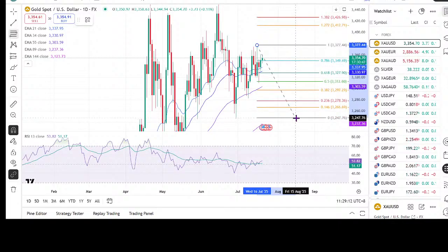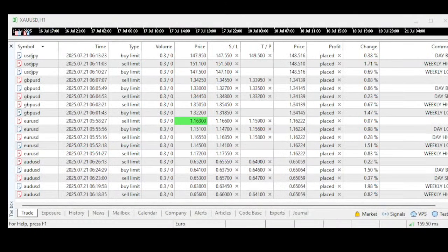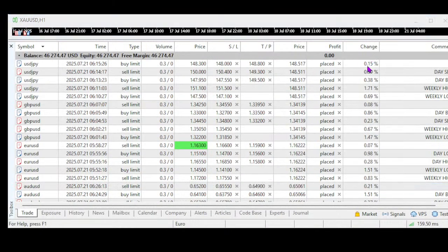Yeah, about 3427. Okay, we'll put it as the target. So gold US. Okay, I've already got the information that is needed for me. So this is a weekly buy. We are going to go for 33. We'll put it as 3320.